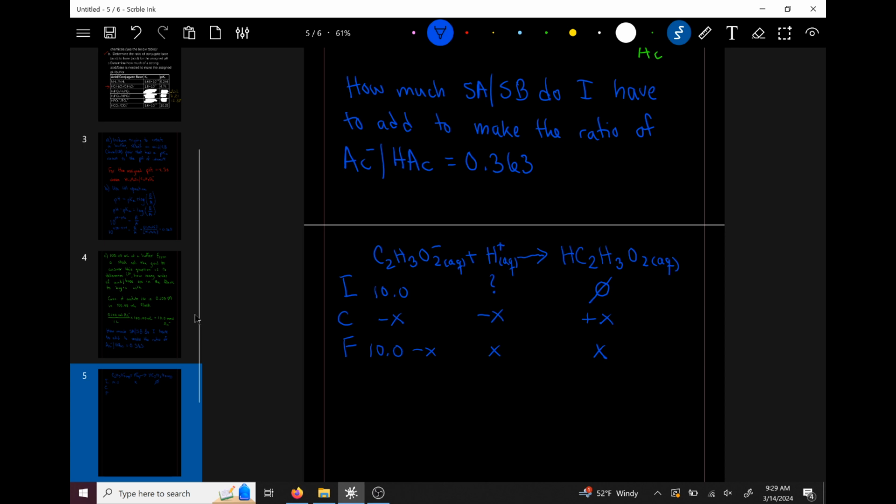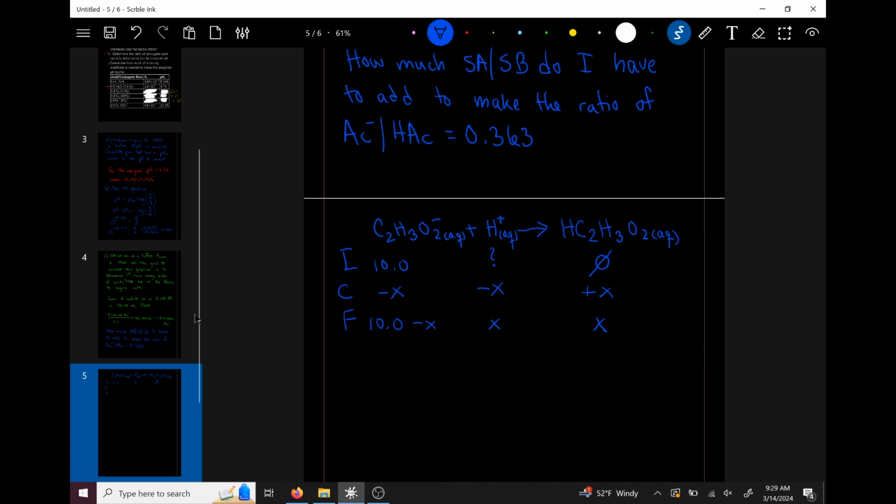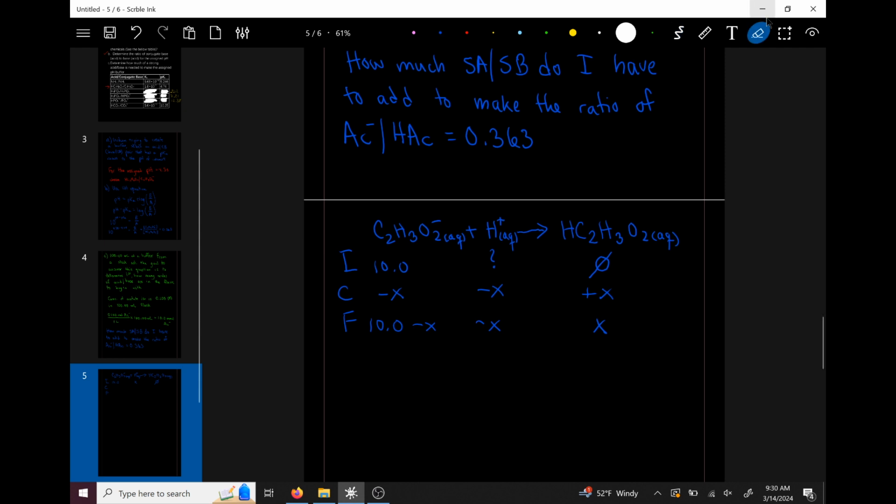So now, here's the deal. If I can figure out what amount of acetic acid I made, that's also going to tell me how much of X, let me put a minus here, sorry. That's going to tell me how much proton I have to add to create this amount of X, right?